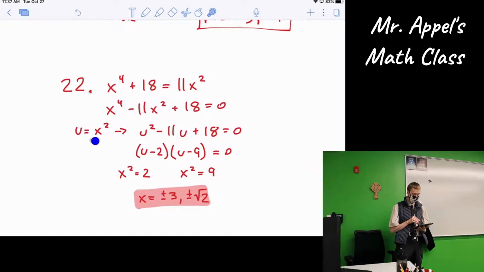Similar setup. Use substitution, factor, sub back in, solve: positive negative 3, positive negative root 2.